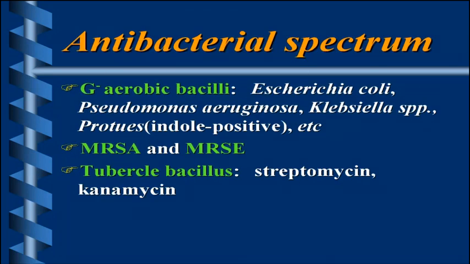Antibacterial spectrum. Please remember, aminoglycoside antibiotics are narrow spectrum agents. Aminoglycosides mainly have effect on gram-negative aerobic bacilli. For example, Escherichia coli, Pseudomonas aeruginosa, Klebsiella, and so on.